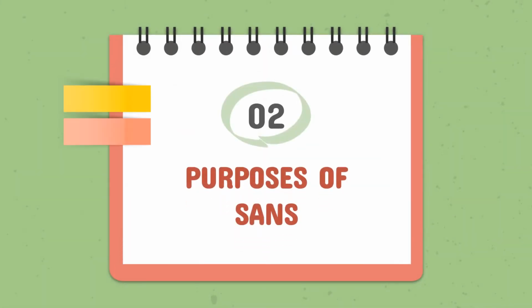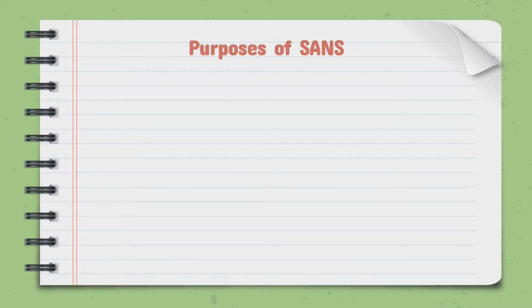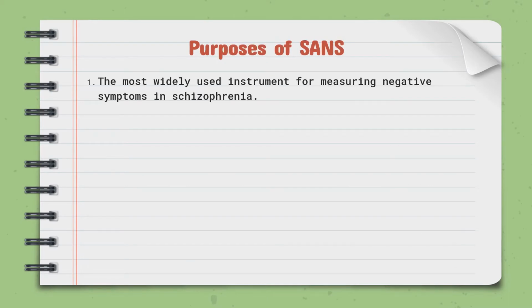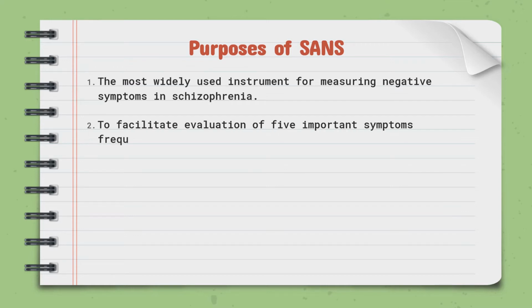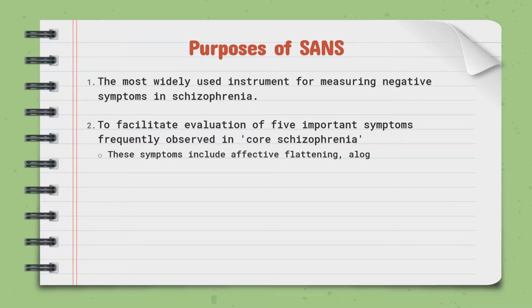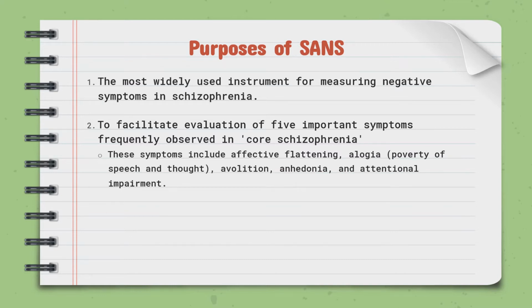Purposes of SANS. SANS is the most widely used instrument for measuring negative symptoms in schizophrenia. It is to facilitate evaluation of 5 important symptoms frequently observed in core schizophrenia. These symptoms include affective flattening, alogia, which are poverty of speech and thought, avolition, anhedonia, and attentional impairment.